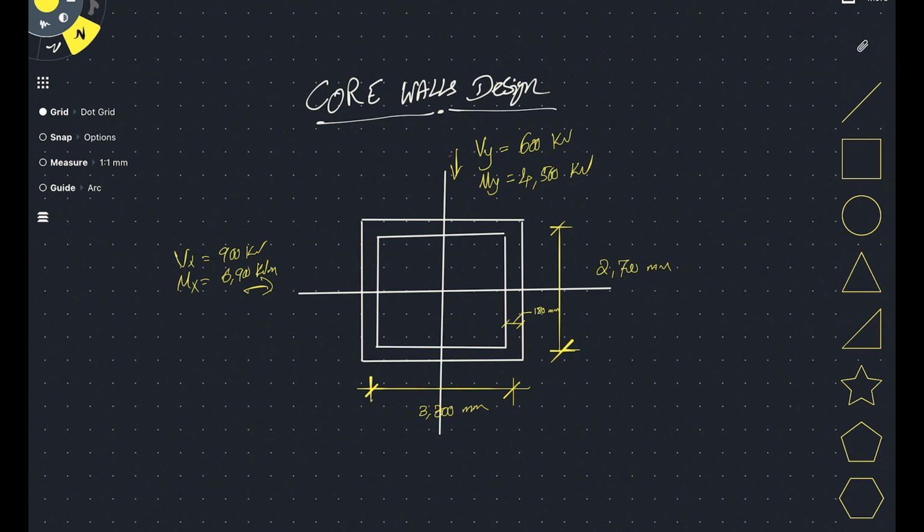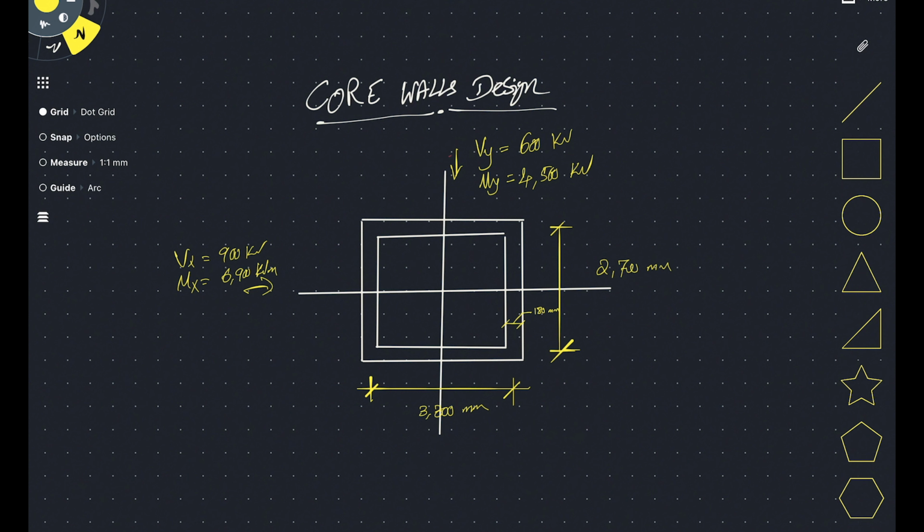Today we're going to be talking about doing hand checks on core wall design. So we've got this simple core that is 2.7 meters in its shorter direction and 3.3 meters in its longer direction, with 180 thick overall thickness throughout. We've got our design shear and overturning moment in the Y direction and in the X direction.